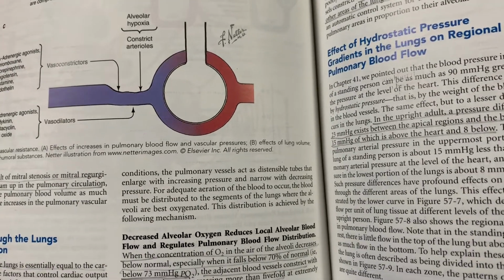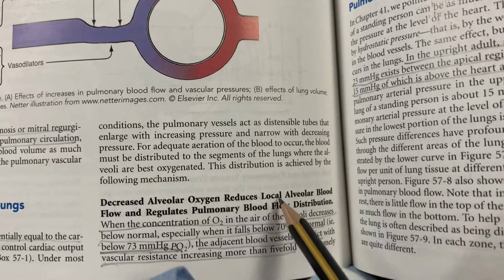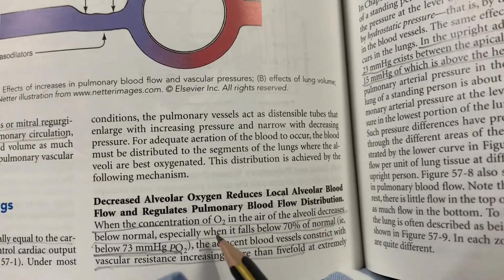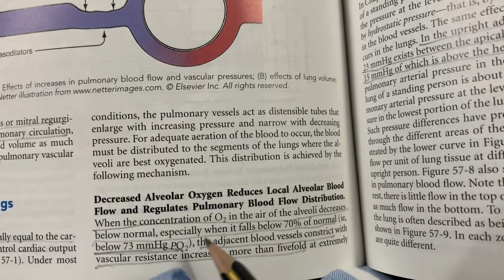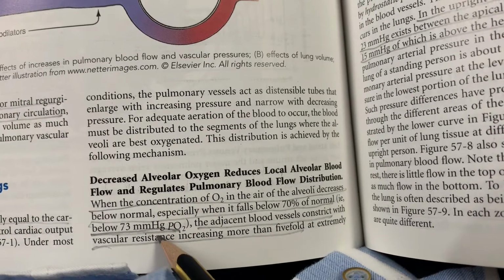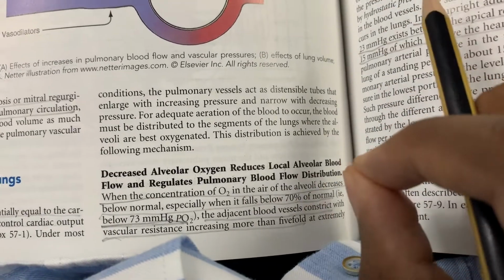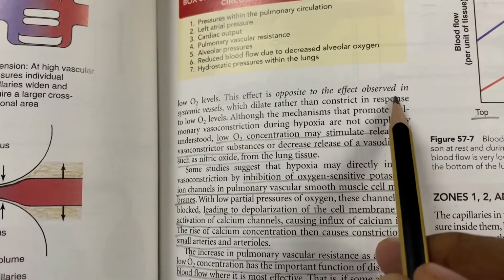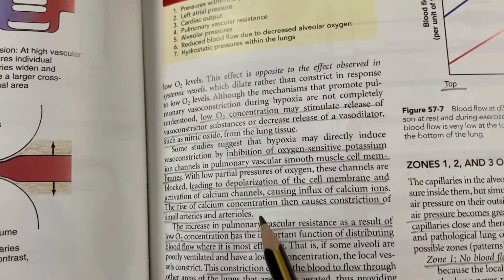Okay. So coming to this mechanism, decreased alveolar oxygen reduces alveolar blood flow locally and regulates pulmonary blood flow distribution. See, when the concentration of O2 in the air of the alveoli decreases below the normal, especially when it falls below 70% of the normal, below 73 mmHg of PO2, the adjacent blood vessels constrict, with vascular resistance increasing more than fivefold at very low O2 levels. This effect is opposite to the effect observed in systemic vessels, which dilate in response to low O2 levels.